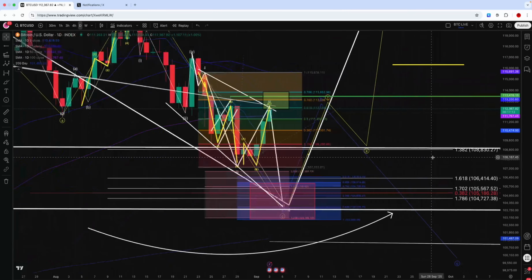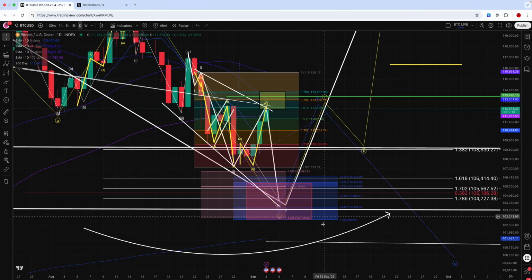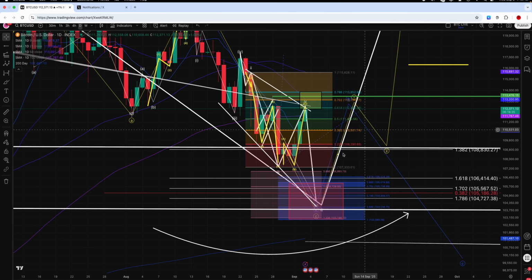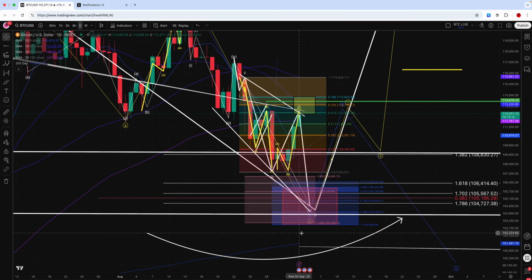So we keep coming up with this region around the 106,414 area down to around 104,727. I would say we could possibly even wick down to 103,149, but I would consider that, if we came down here at around 103, that would be your last leg of exhaustion for sellers. Okay, I would say worst case scenario, we come down to the 200-day moving average at 101,487 as a wick.